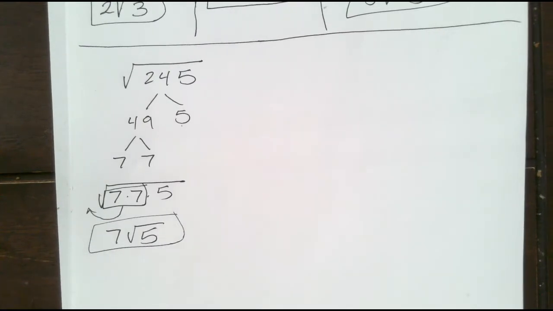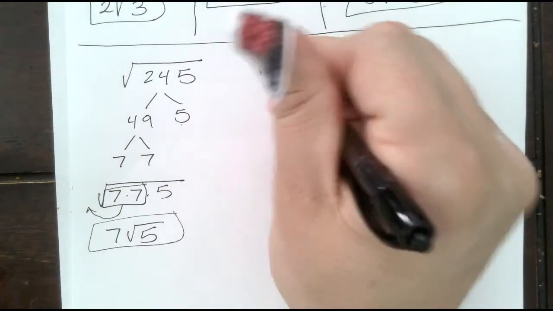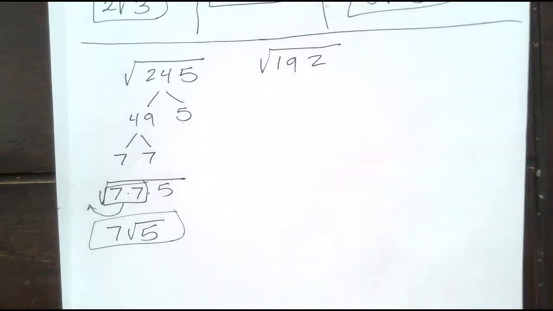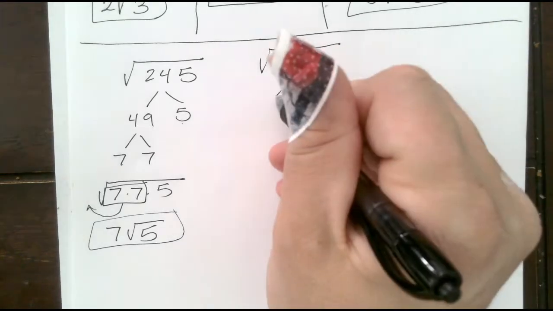So, you're just looking for pairs no matter how weird the problem may look. That's what we're doing, we're looking for pairs. So let's start getting a little bit tougher here. If we had the square root of 192, what's 192 divided by 2? Nice job. 96.